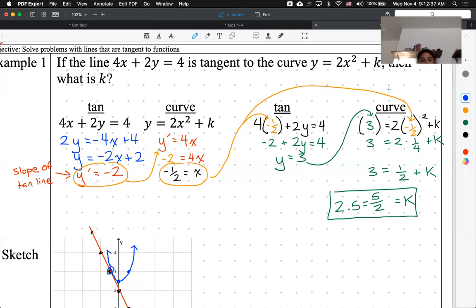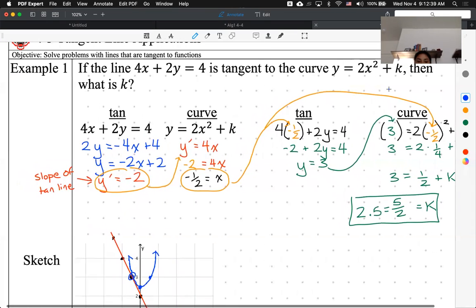Okay, cool. I know that we don't have enough information yet to maybe make a correct prediction, but go ahead and predict. Your objective: solve problems with lines that are tangent to functions. This type of problem, where are you feeling on a fist of 5 for our objective for today? 3, 3, and 4. Okay, cool. Let's try the homework then.